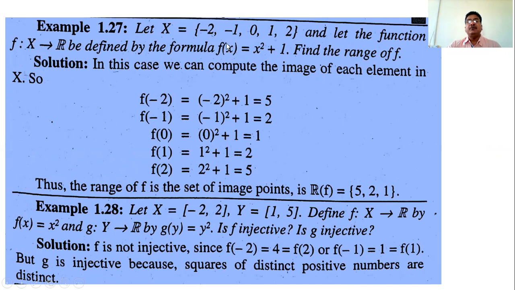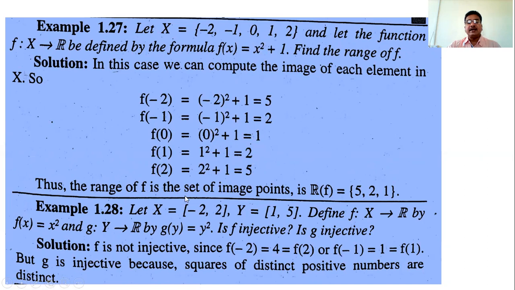How can we find f of -2? Substitute x as -2. So (-2)² + 1 is 5. That is, 5 is the image of -2. Then f of -1: the image of -1 is (-1)² + 1, that is 2. Then f of 0 is 0² + 1, that is 1. Then f of 1, the image of 1 under f, is 1² + 1 = 2. And f of 2 is 2² + 1, that is 5.